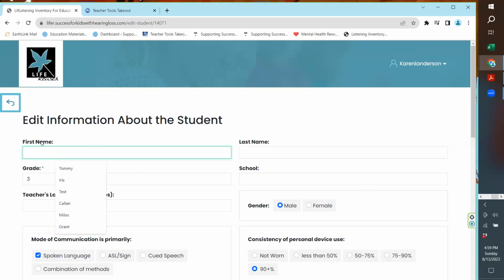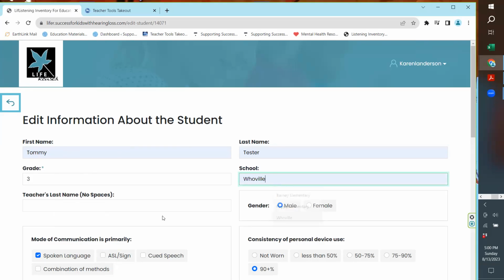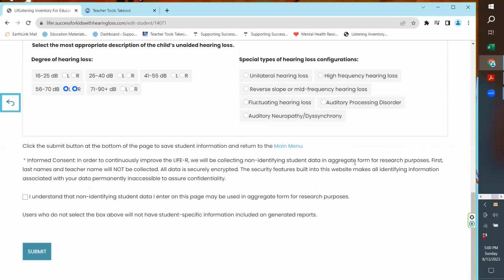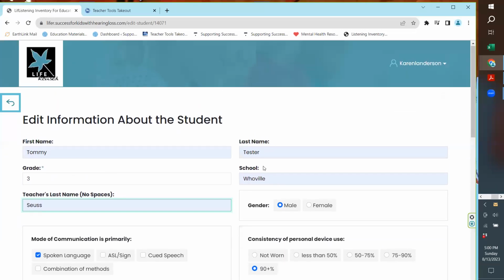You need to add, let's go ahead and add Tommy Tester. Okay, you need to go ahead and add that student's first and last name again. The school, let's say Whoville, and the teacher's name. And then you can go ahead and submit that. You always have to click here. I understand that this information might be used for research, because we still have a lot to learn about how hearing loss impacts function in the classroom. Again, we never save the student's first and last name.